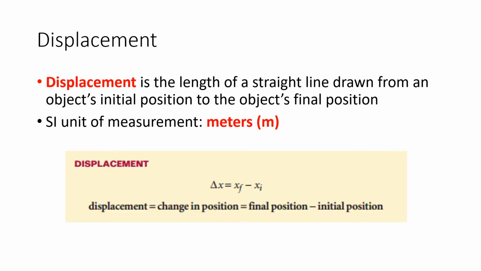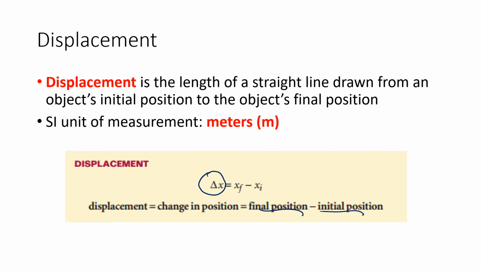So what is displacement? Displacement is the length of a straight line drawn from an object's initial position to the object's final position. The unit of measurement is usually meters, so that's important to keep in mind. Displacement is the change of position, that is delta x, and that equals final position minus initial position. That's important to keep in mind.